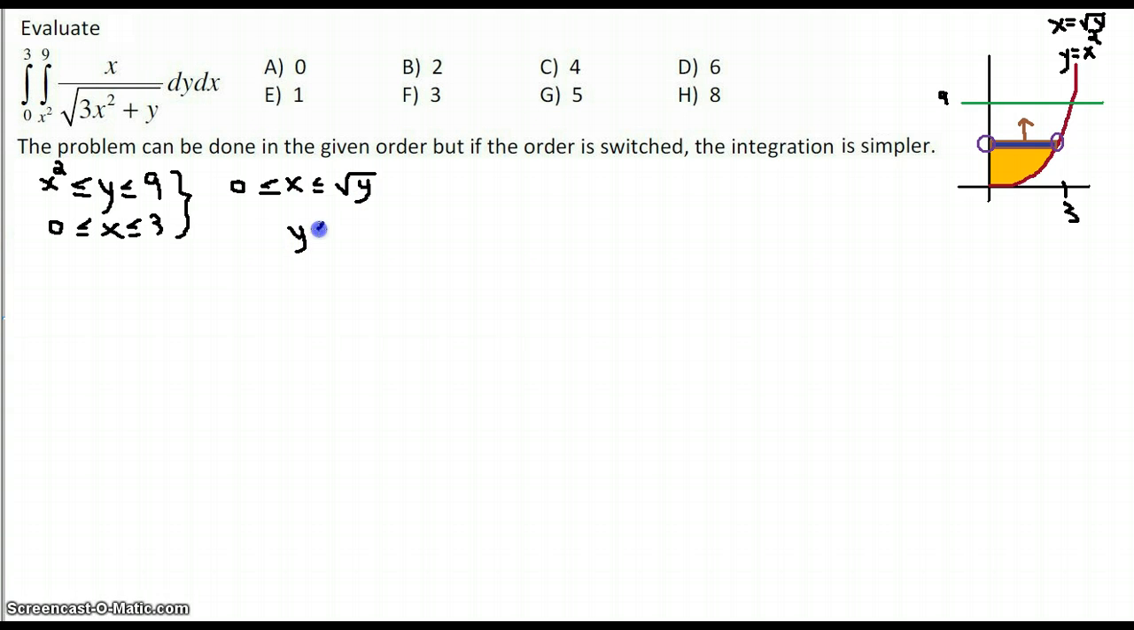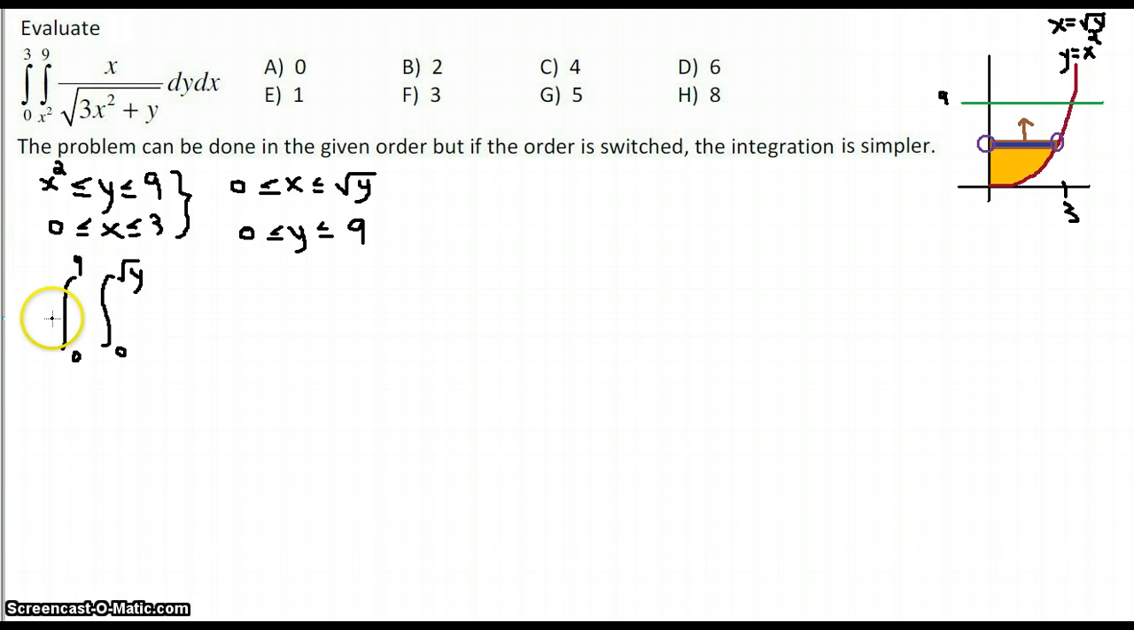What about y's? You start moving that rectangle from a low point of y equals 0 on the x-axis, and you're done when y is 9. The integral from 0 to root y. The integral from 0 to 9.